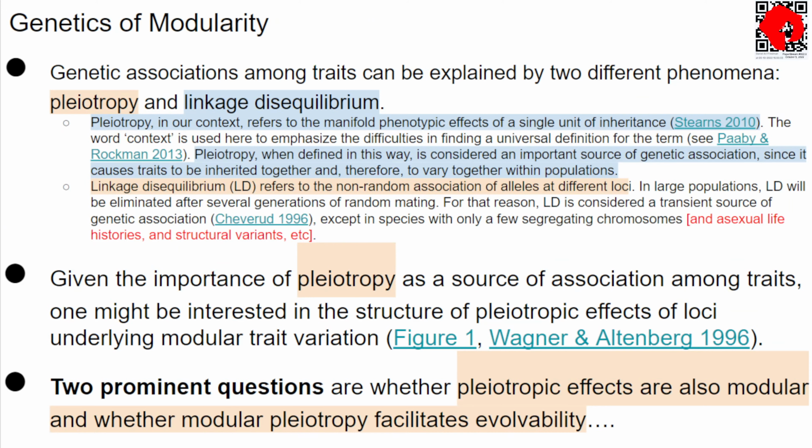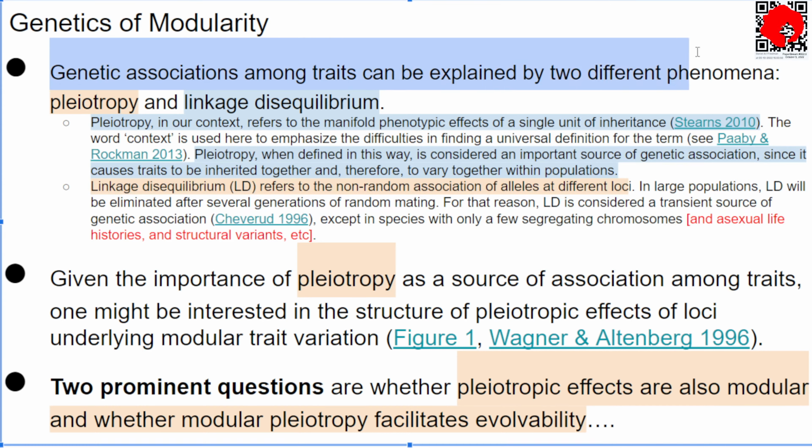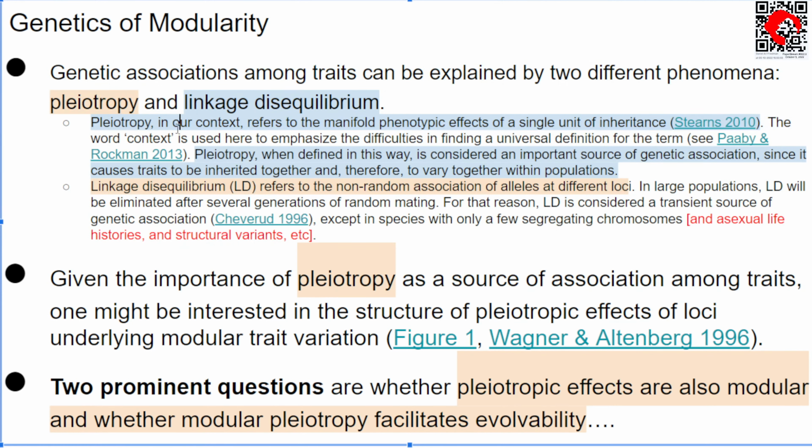These are some genomic mechanisms that are in different situations enabling systems or processes or degrees of freedom in generating modular variation patterns. So genetic associations among traits can be explained by two different phenomena, pleiotropy and linkage disequilibrium. So pleiotropy, in our context, refers to the manifold, many faceted or many appearances phenotypic effects of a single unit of inheritance, Stearns 2010. The word context is used here to emphasize the difficulties in finding a universal definition.